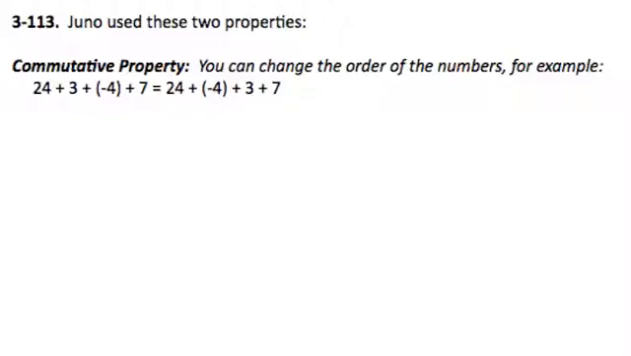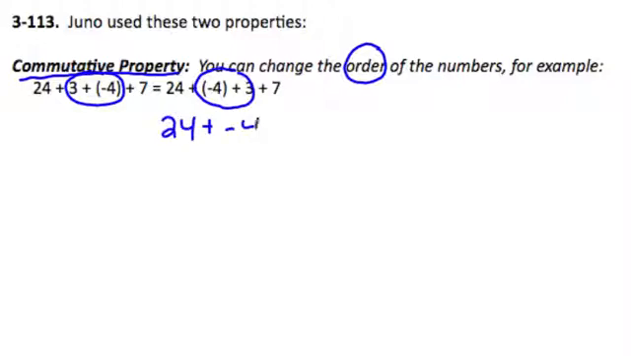So Juno used two properties. The first one was the commutative property. The commutative property says that you can change the order of the numbers. For example, the original problem said 24 plus 3 plus negative 4 plus 7. But what Juno did is he took the 3 and the negative 4 and he just switched the order. So now he could do 24 plus negative 4 and then he could do 3 plus 7.